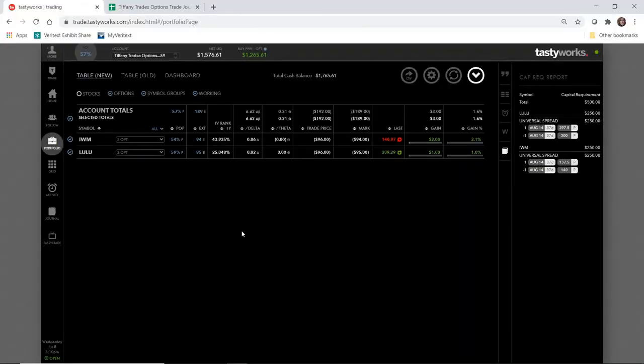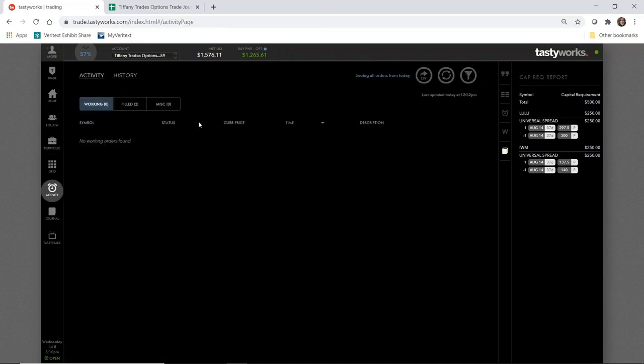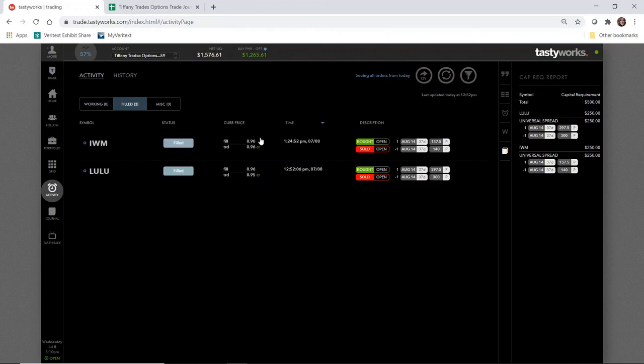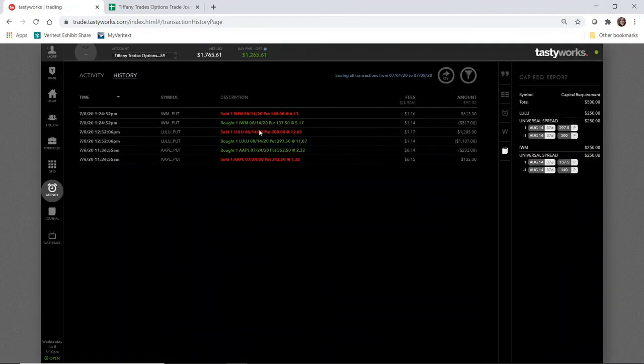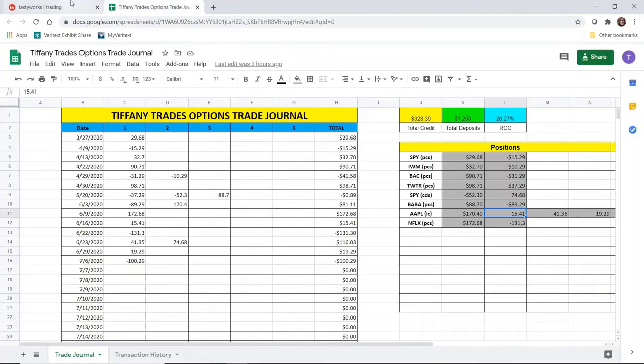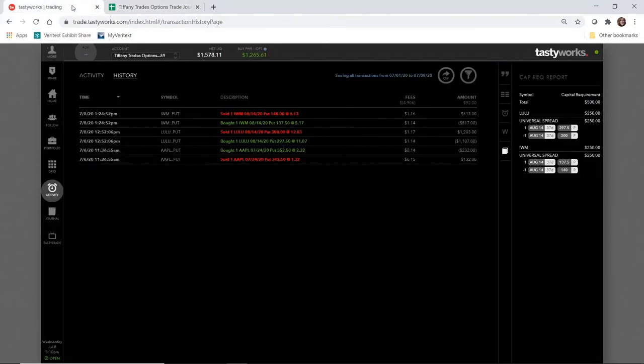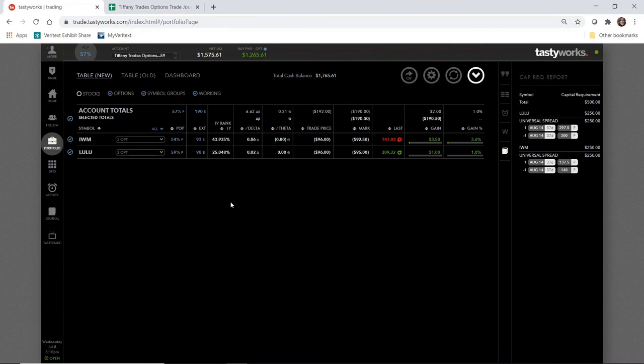All right, so I took a break because I had to go to a meeting for my day job, and while I was away, the IWM position was filled, which is awesome. So both of these positions were filled at 96 cents minus the $2.30-ish in fees. I'm going to add this to the Tiffany Trades Options Trade Journal in just a second. If you want to check it out, the link is in the description below. Please let me know if you have any questions.